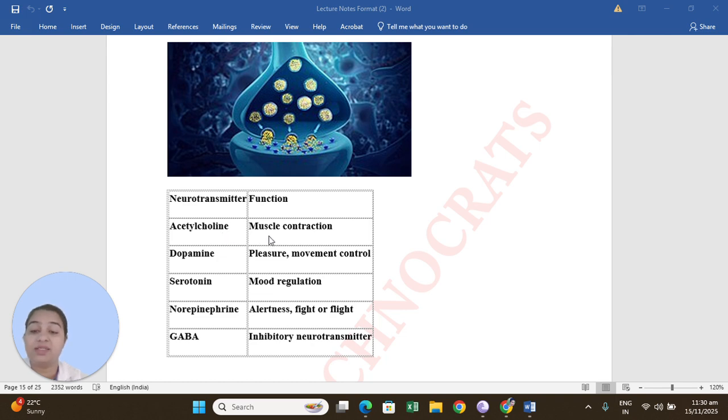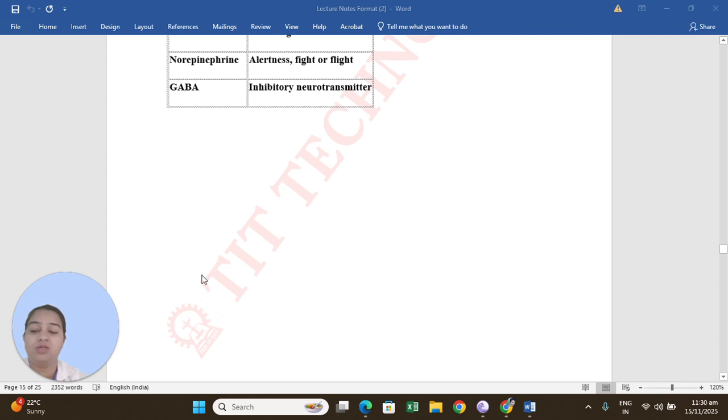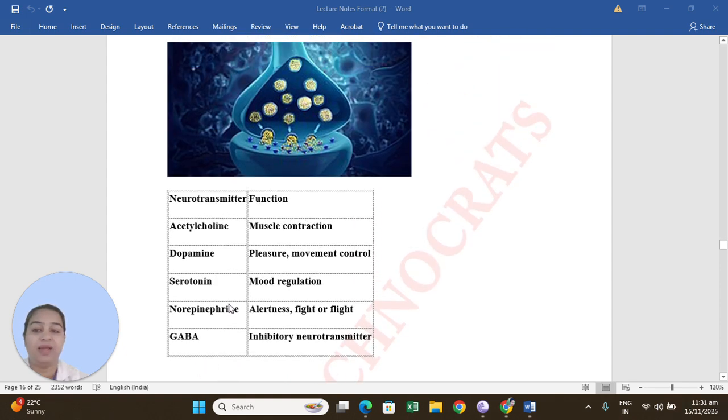Acetylcholine causes muscle contraction. Dopamine gives pleasure and movement control. Serotonin, mood regulation. And norepinephrine, fight or flight, alertness. GABA, an inhibitory neurotransmitter. So yes, this was it, my dear children.